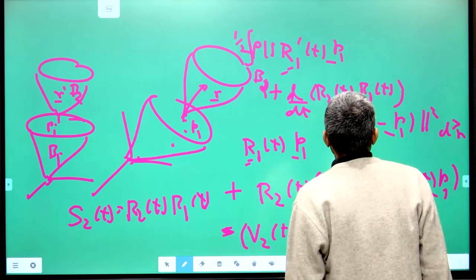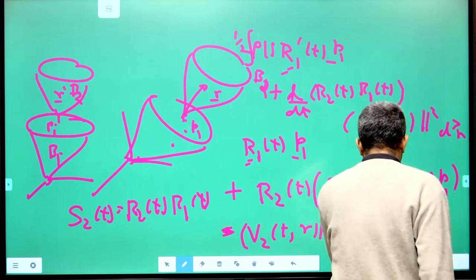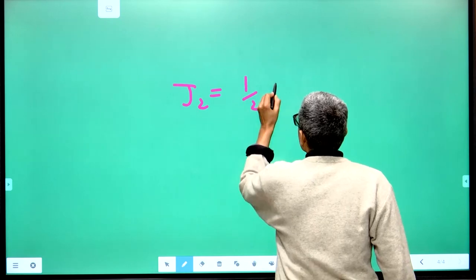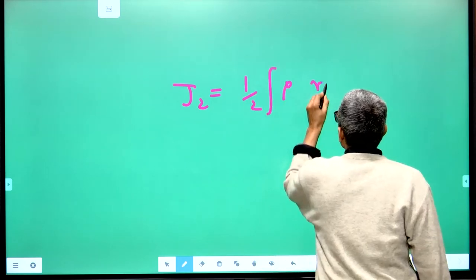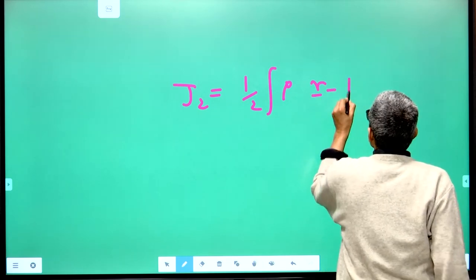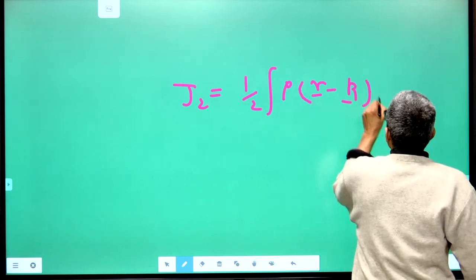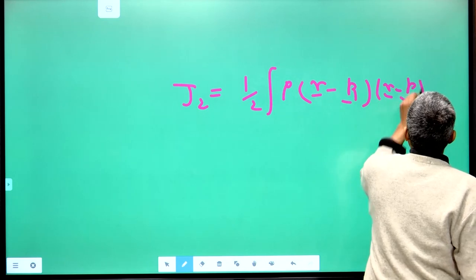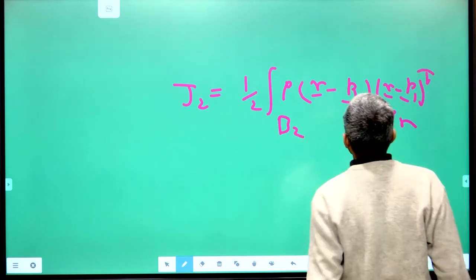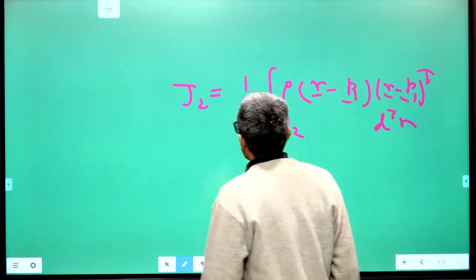So, if you look at the moment of inertia of the second link, how do you define the moment of inertia of the second link? It is half integral rho, r minus P1 into r minus P1 transpose, d r over B2. This is the moment of inertia of the second link.